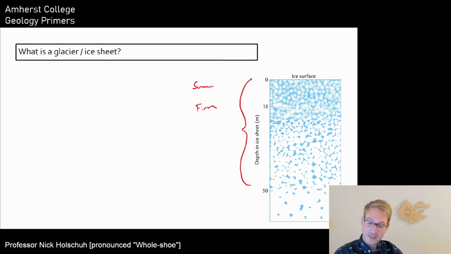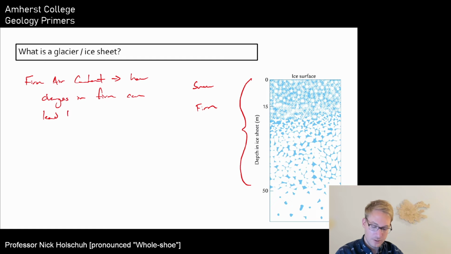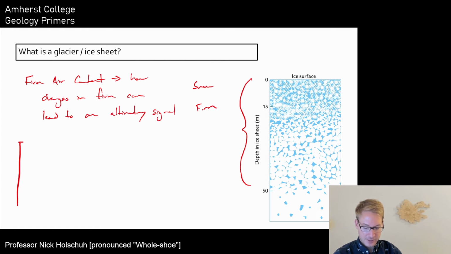We use this very handy term called firn air content to think about how changes in firn can lead to an altimetry signal. So let's think about this conceptually. Imagine we have an ice column. The bottom is all entirely glacial ice. As we get towards the top, we have some mixture of ice and air in the snow and firn.